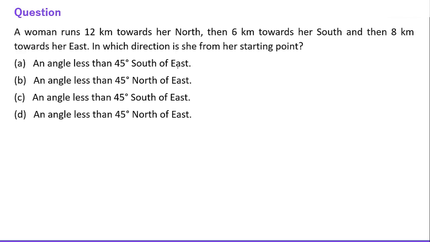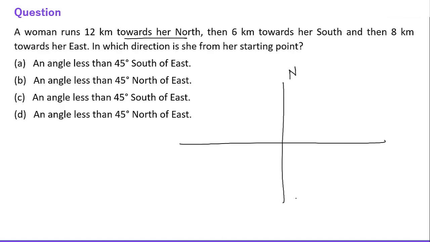Next question is saying, a woman runs 12 kilometers towards north. Okay, fine. So north, south, east and west. A woman ran 12 kilometers towards north. Okay, so let's say this is the starting point and 12 kilometers towards north. So this is 12 kilometers towards north. Okay, fine. Then 6 kilometers towards her south. Okay, 6 kilometers south means she is coming back 6 kilometers. Fine. So 6 kilometers towards her south.